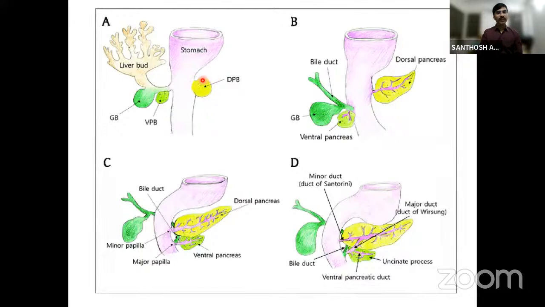It forms most of the head, neck, body, and tail of the pancreas, whereas the ventral pancreatic bud forms the inferior surface of the head and the uncinate process. As we can see, it is here, but slowly it rotates and forms the inferior portion and the uncinate process of the pancreas. Okay, so the ventral bud moves anti-clockwise. Fine.